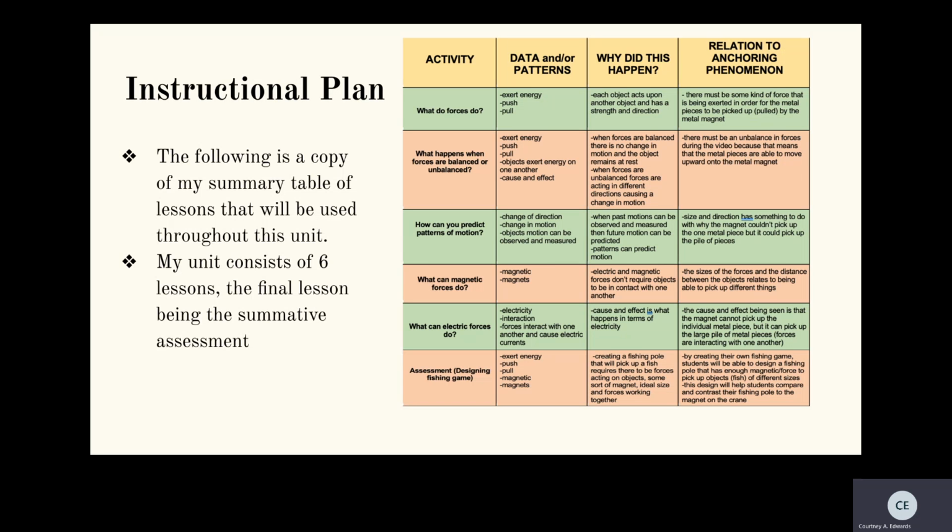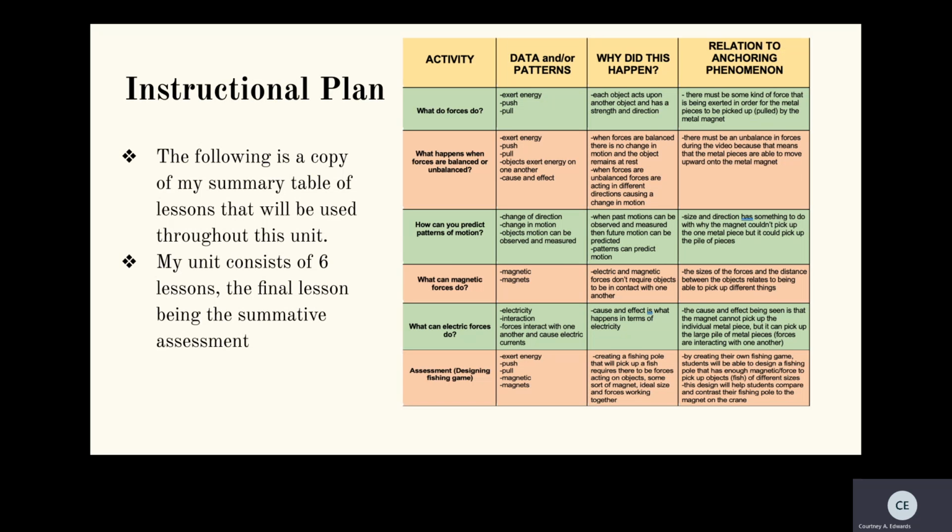Lesson 5. What can electric forces do? So the purpose of this lesson is for students to understand what static electricity is and how it works in relation to magnets. So data and or patterns that will be observed in this lesson are electricity, interaction, forces interact with one another and cause electric currents.